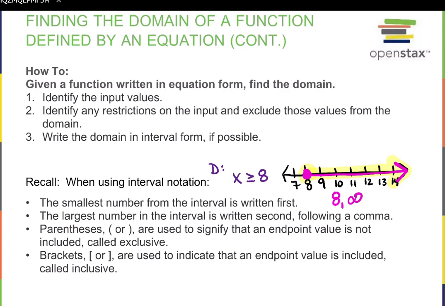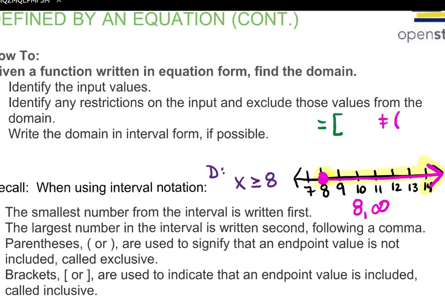Then here is the important piece. If it equals a number, you will use brackets. If it doesn't equal a number, if it just comes close to it, you're going to use parentheses. So in this case, for a number to be greater than or equal to 8, that means it can be 8. It can be 8 or any number above it. We're going to use a bracket because it can equal 8.